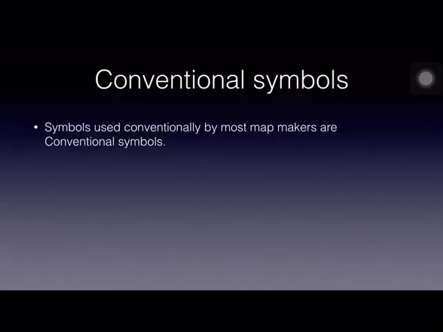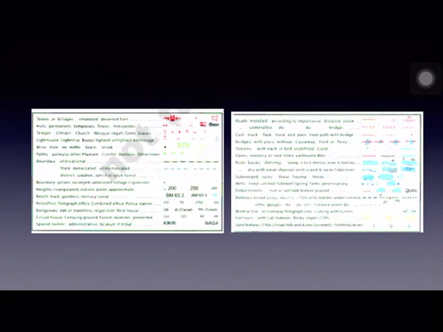Now, conventional symbols. What are these conventional symbols? Symbols used conventionally by most map makers are conventional symbols. To show different things on a map, these conventional symbols are used by the map makers and they are called conventional symbols. Now you can see this table in your textbook also. Page number 11 of the textbook.